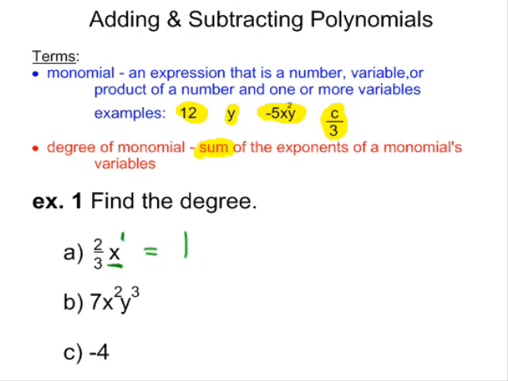Pretty simple. Example B, we have x squared and we have y cubed. We're supposed to take the sum of these exponents, so we would say 2 plus 3, and this degree is 5. For example C, we have negative 4. Negative 4 has no variables, and so since there are no variables, that would mean that its degree is just 0.